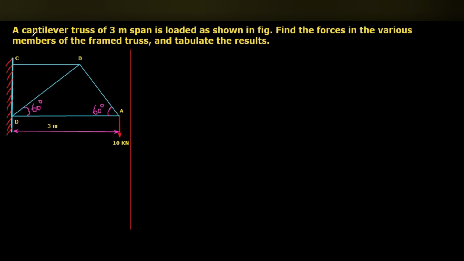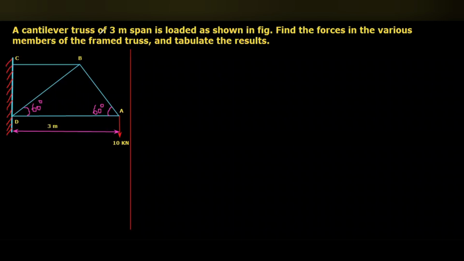Today's class we are going to discuss a numerical on the topic analysis of perfect frames by using method of joints and method of sections. This numerical we are first going to solve by using method of joints, then by using method of sections. Here a cantilever truss numerical is given.